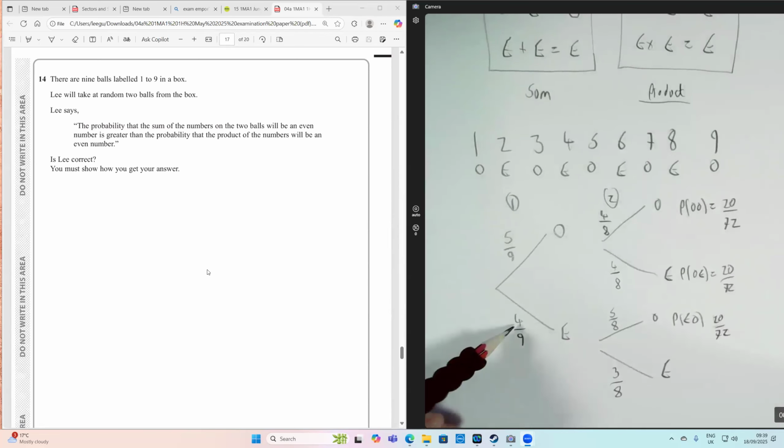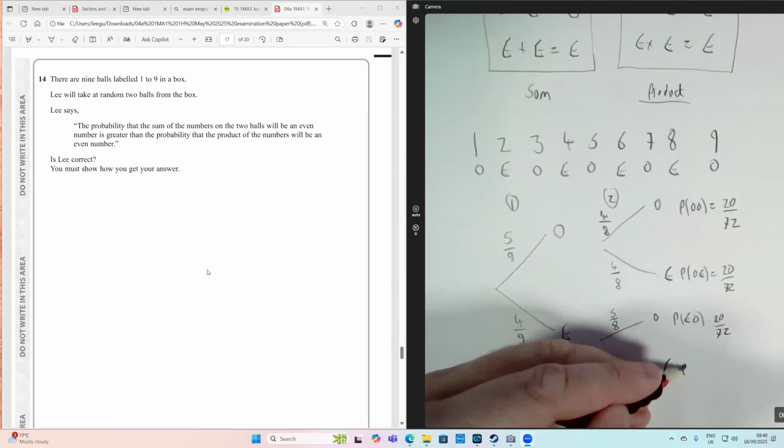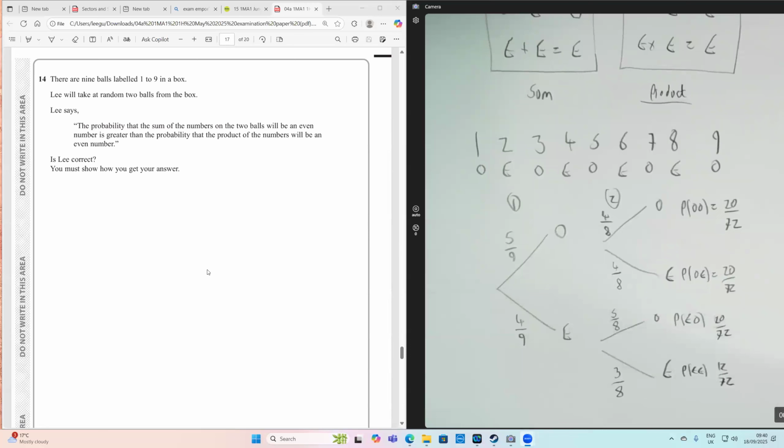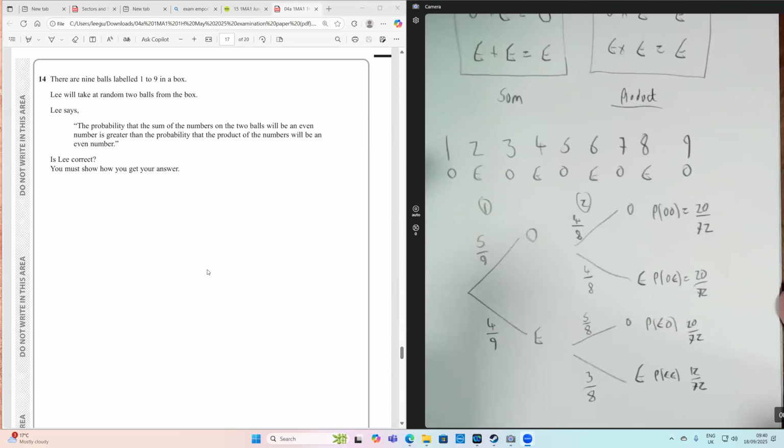And then finally, our probability of even and even is going to be 12 over 72. Okay, so that's our completed tree diagram showing all of our probabilities. Now let's write here, it's going to be really useful.